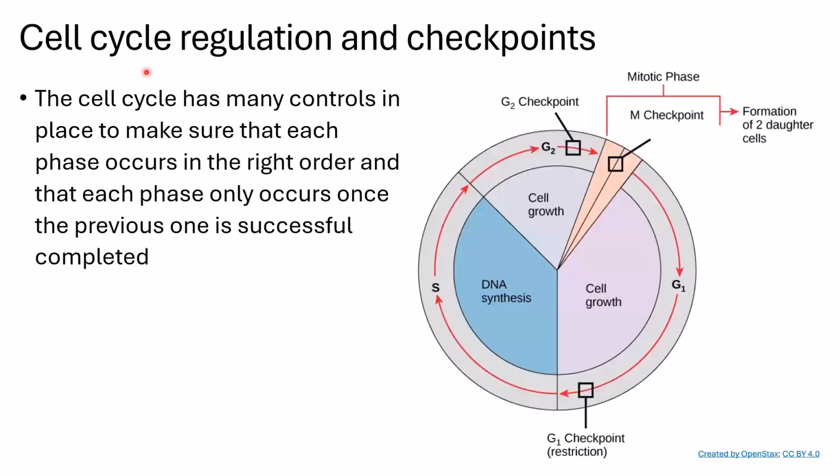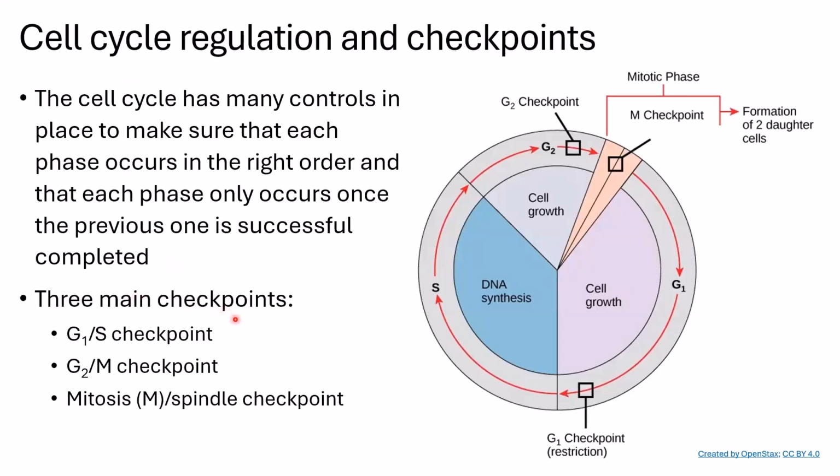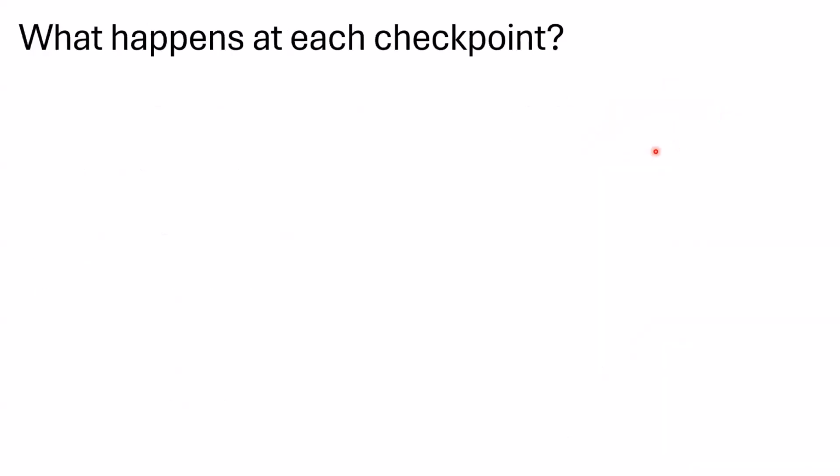As we learned in the previous video, the cell cycle has many different phases. Throughout these phases, there are many controls in place to make sure that each phase is occurring in the correct order and that the next phase starts only when the previous phase has been successfully completed. There are three main checkpoints that we will discuss: the G1/S checkpoint that occurs at the end of G1, the G2/M checkpoint that occurs at the end of G2, and the M checkpoint or spindle checkpoint that occurs at the end of metaphase during mitosis. Each of these checkpoints have different things that are being checked.